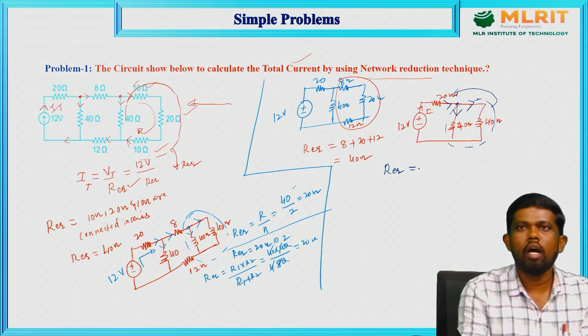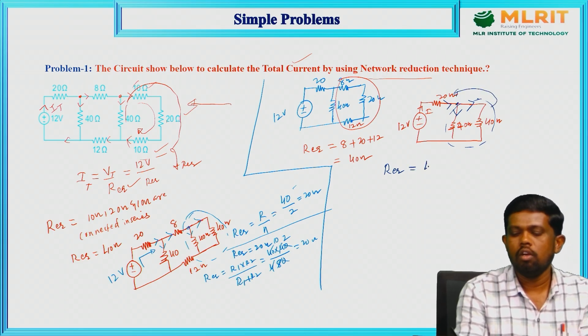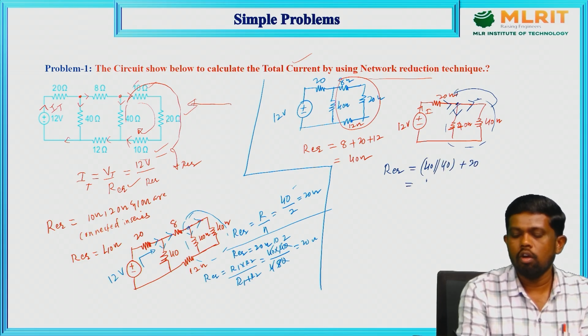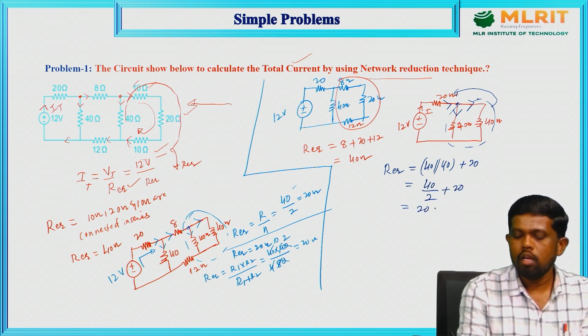Therefore the R equivalent of the whole combination is 40 parallel to 40, which is in series with 20. According to the R by N method we write 40 by 2 plus 20, that is 20 plus 20. Therefore the R equivalent of the entire network should be 40 ohms.